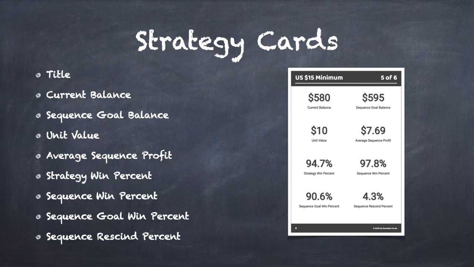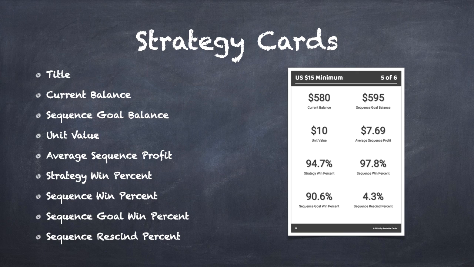And each strategy card is broken up into two parts. The first part is the front of the card, which is the general statistics of the bet sequence. And that's what we're seeing here. So here we have the title, which tells us that I'm at the 15th minimum table and that I'm in the 5th bet sequence of a 6-bet sequence strategy. From here we can see that our current balance at this point in the strategy is 580, and we're trying to get to 595. So that's all this card is about. I want to get from 580 to 595.